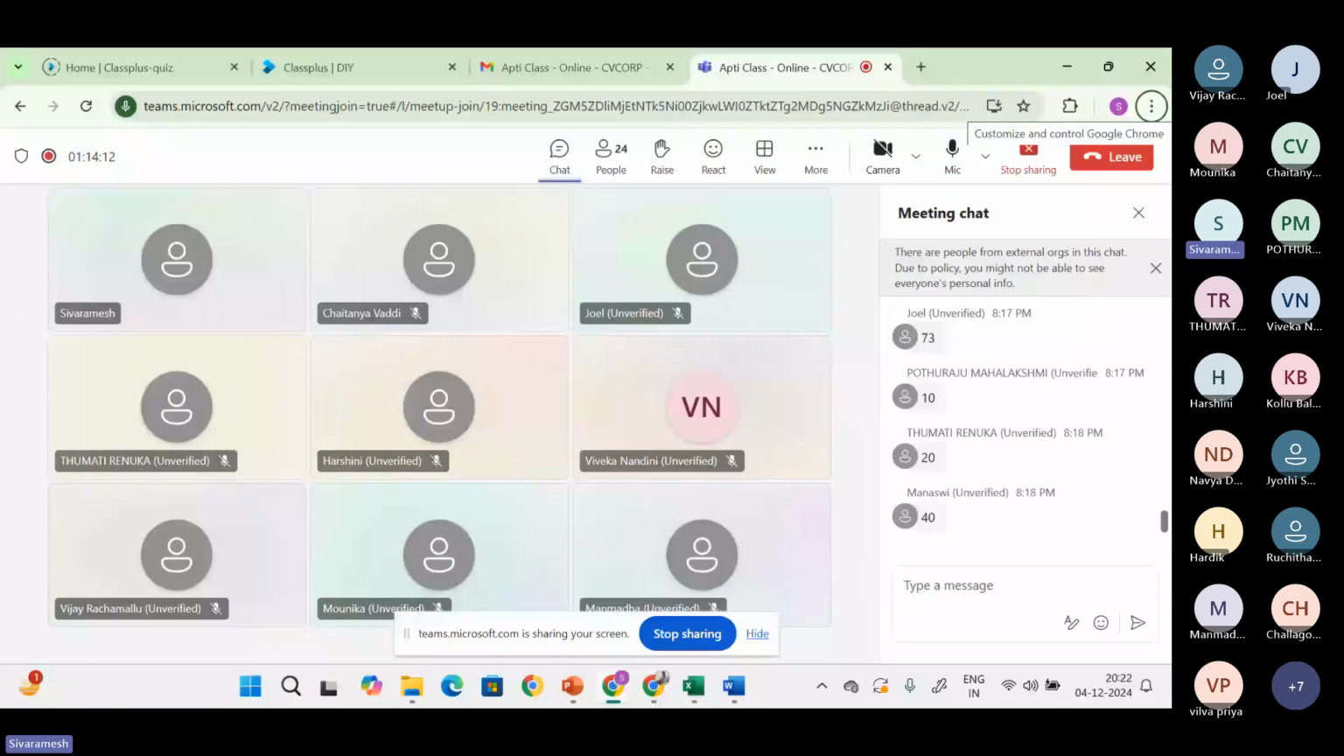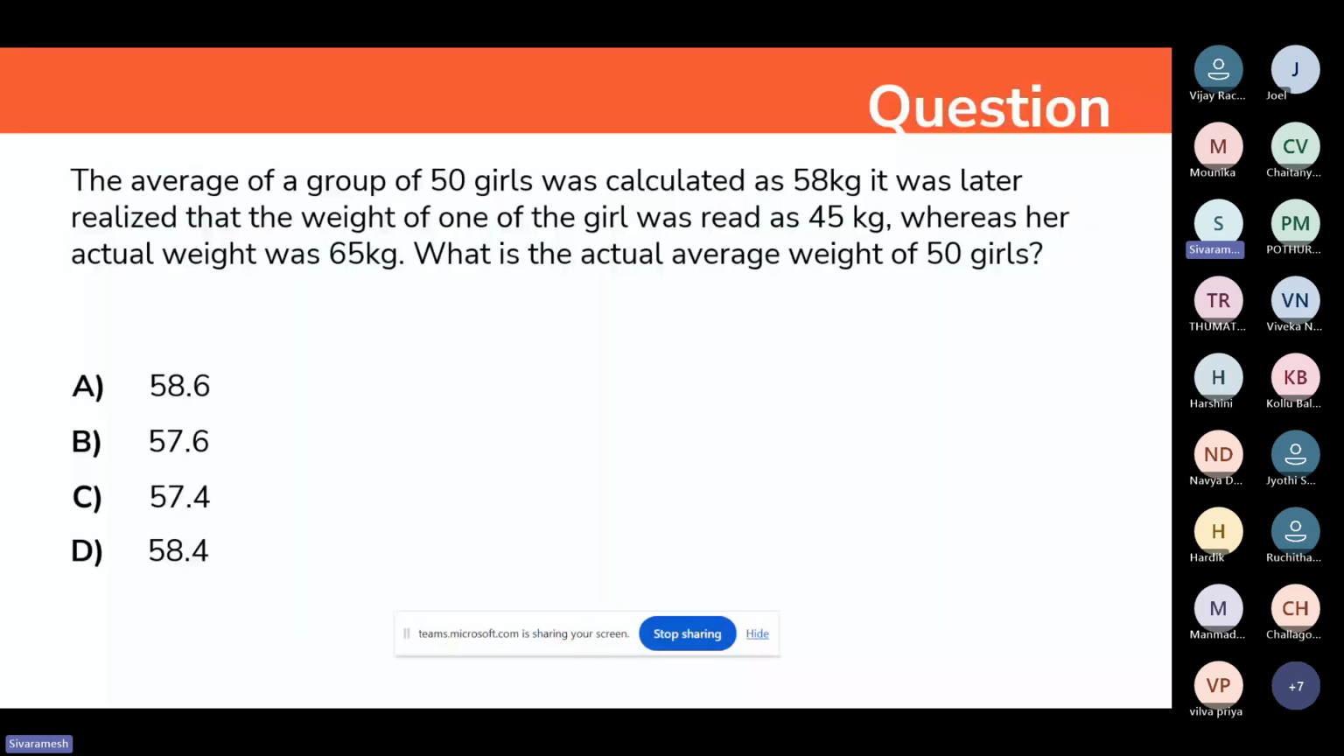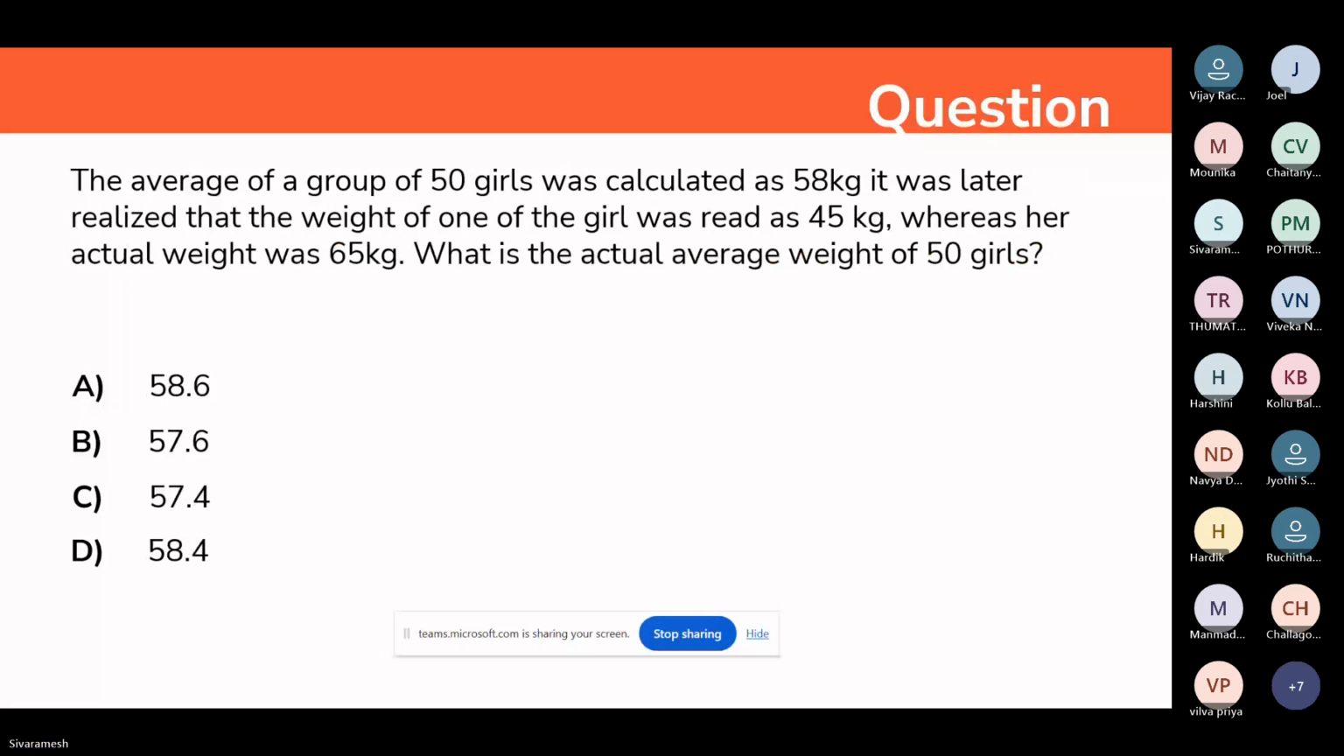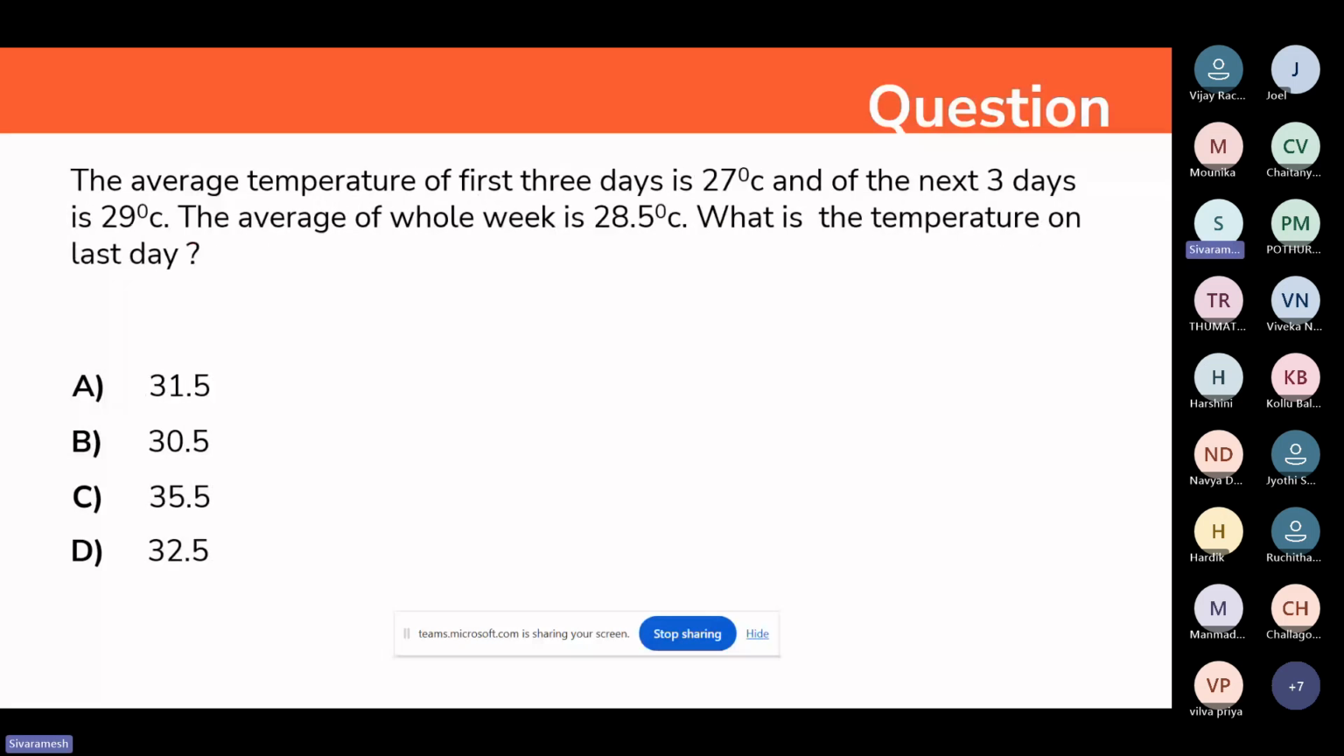Okay, now I'll finally explain two questions with different logics. Very important again, two questions with different logics. Try to understand this. Just only 2 to 3 questions, that's it. We'll wind up the class for today and close this average concept.